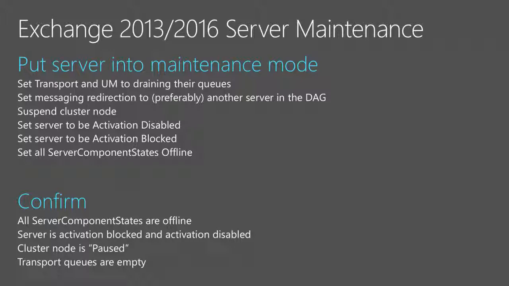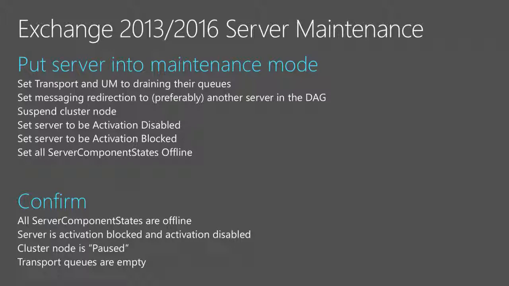Now, in 2010, we did have these DAG server maintenance scripts, StartDagServerMaintenance and StopDagServerMaintenance. Those are designed for, and should only be used on, Exchange 2010 DAG members. Even though we shipped them in the box in 2013 and 2016, those are for backward compatibility purposes only. They should only be used on a 2010 DAG. They're not to be used, and they're in fact not supported on 2013 or 2016 DAGs. But we haven't done a good job of making that clear, so I wanted to mention that.